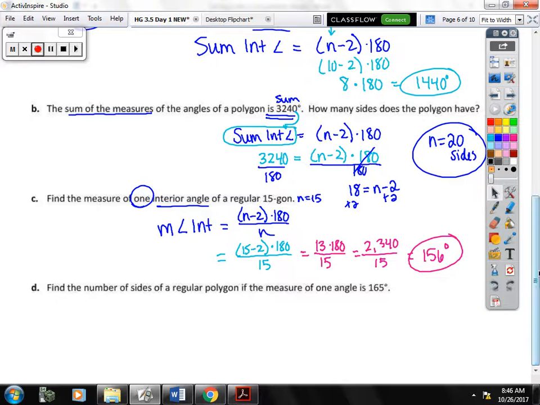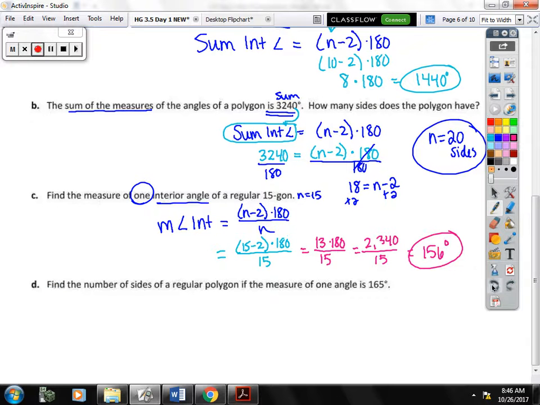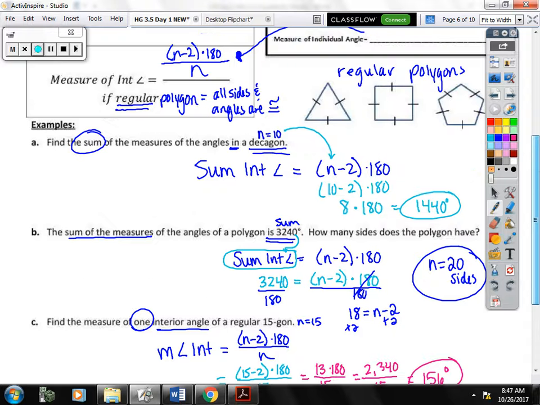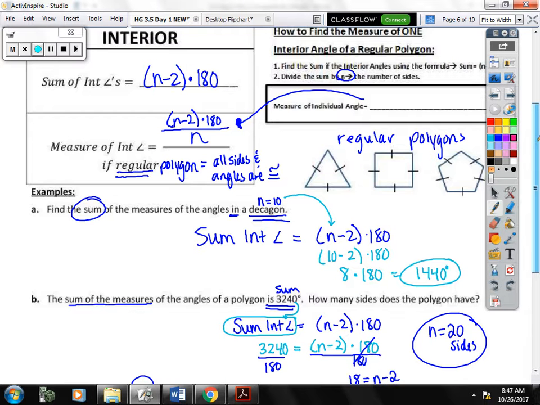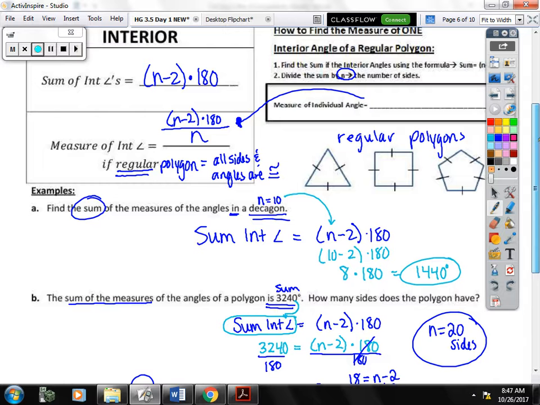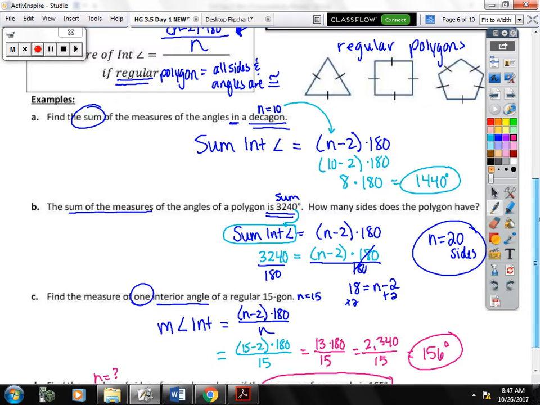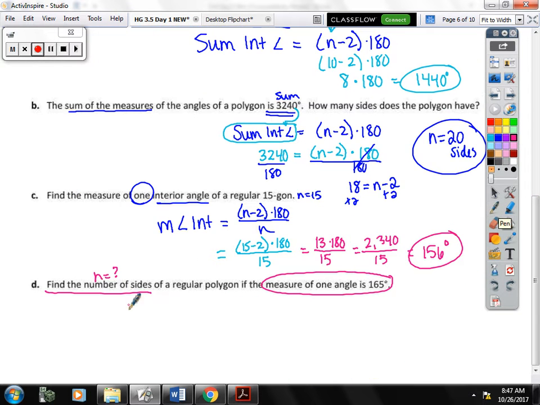Okay, the last one says find the number of sides. So at that point I know I'm looking for what n is. N is unknown. N is a question mark. Find the number of sides of a regular polygon if the measure of one angle is 165. Which formula am I using? The first one or the second one? I know the measure of one angle. Which formula? Second one, right? We know the measure of one angle. We don't know the sum. So I'm going to start with that.